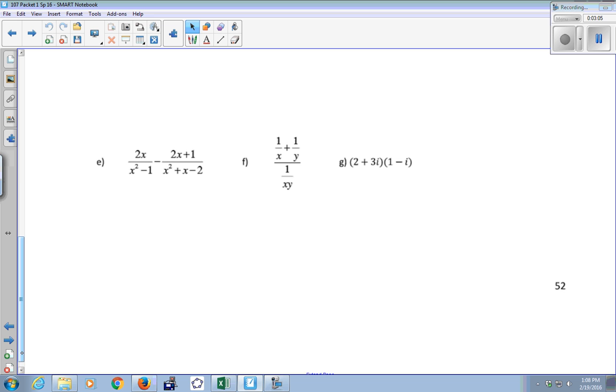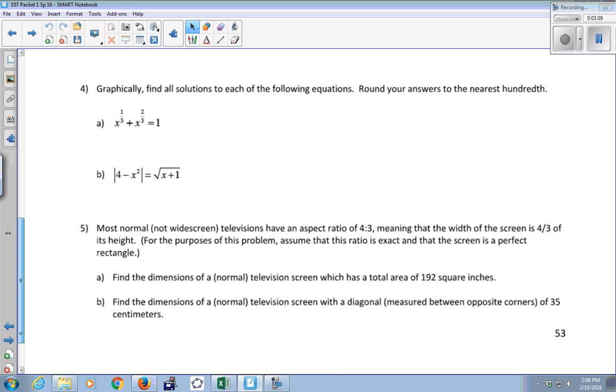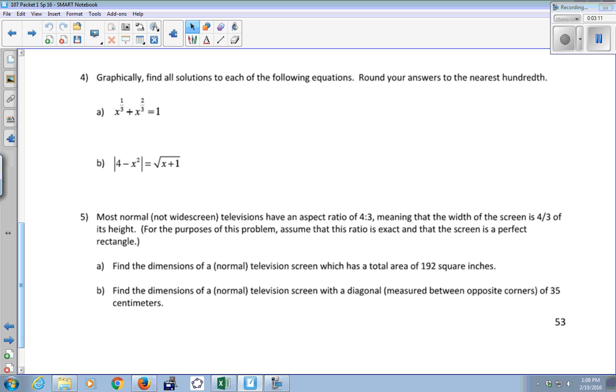So that is number 4, right? Graphically find all solutions. We don't have algebraic techniques to solve these. That's why I said graphically. So if you're at home, I would graph both of those things in GeoGebra and find their intersection points. That's how you solve things graphically, right? You look at the graph, you would graph this.